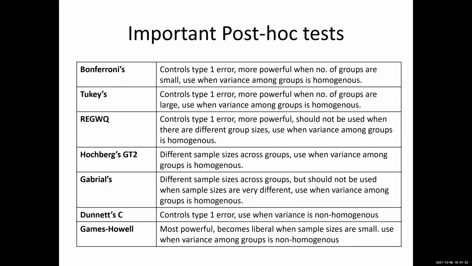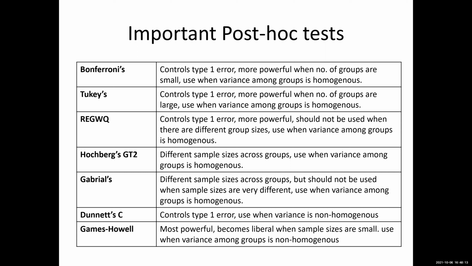Now, these are different tests which you find in SPSS, and against each test, you can find a decision criteria to use this test. For example, Bonferroni's test controls type 1 error, and it is more powerful when the number of groups is small. For example, if you're dealing with 4 or 5 groups, up to 5, this is fine. If you have a bigger number of groups, then probably Bonferroni is not a good choice. And this is also used when variance among groups is homogeneous.